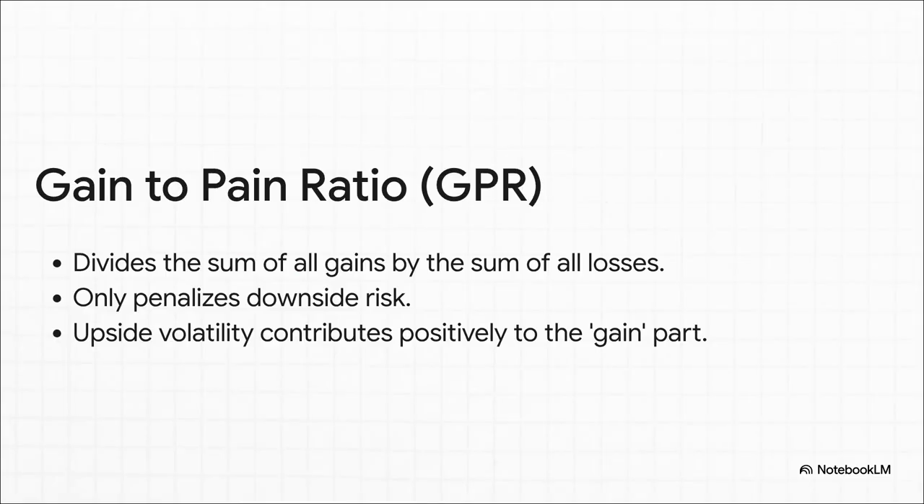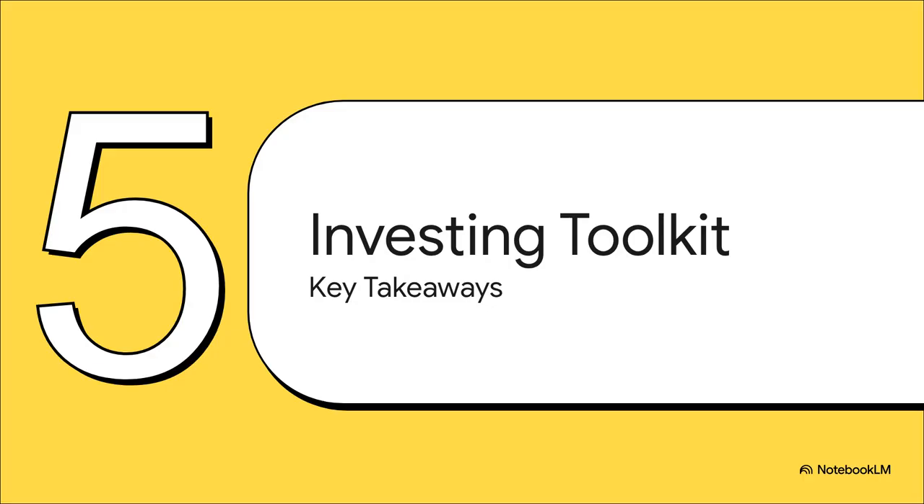And then there's another one, the gain-to-pain ratio, which is just as intuitive as it sounds. The logic here couldn't be simpler. You just add up all of your gains, and then you divide that number by the sum of all your losses. That's it. Like the Sortino, it only penalizes you for the pain of losing money, never for the gain of making it. So, what does this all mean?